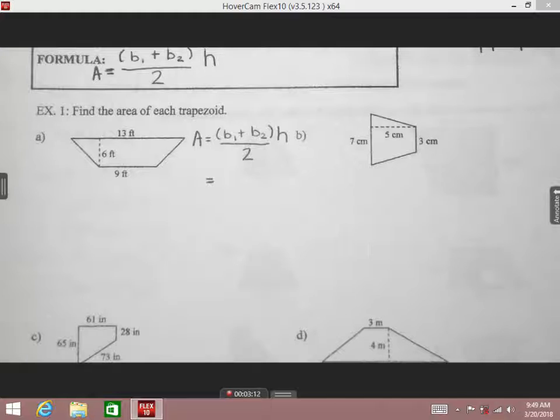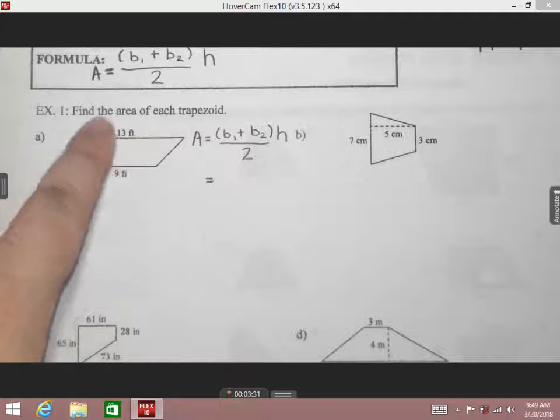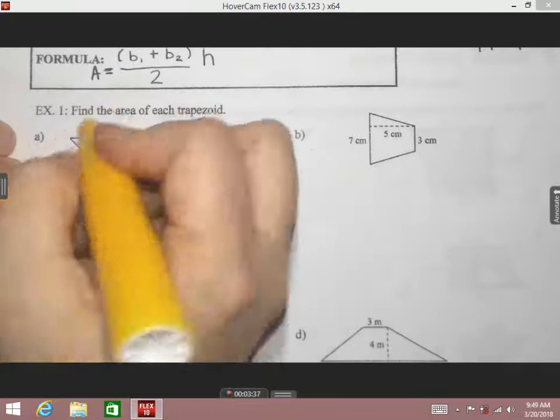All right, now I mentioned getting out a highlighter or a crayon because what we're going to do is highlight our 2 bases. And the way that we know our 2 bases is they are the 2 lines that are parallel. So they're the 2 lines that are going in the same direction. So out of these 3 numbers, 13, 6, and 9, which of these 2 lines would be considered parallel? Liam? 9 and 13. 9 and 13.